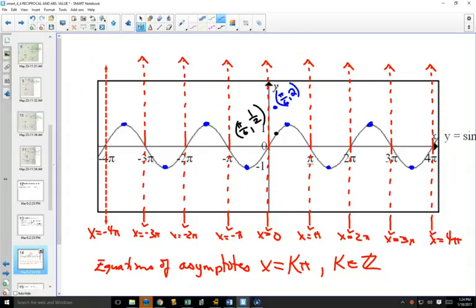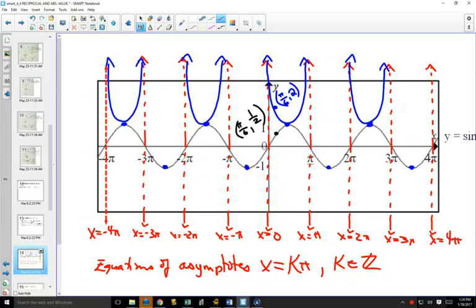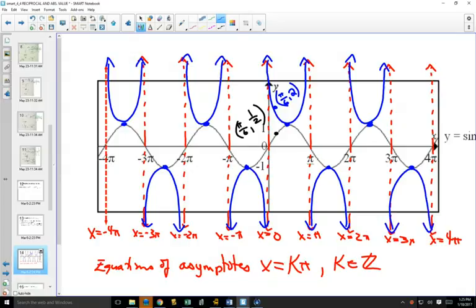And what is this section of our graph going to look like? Like this, and this one over here like this, and this one over here like this. And the bottom. So there is our graph of cosecant.